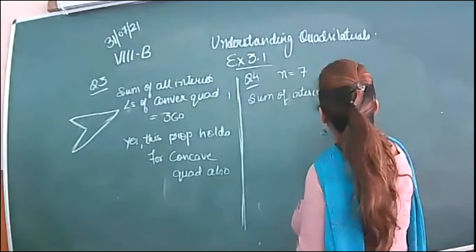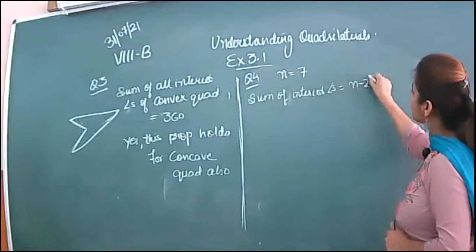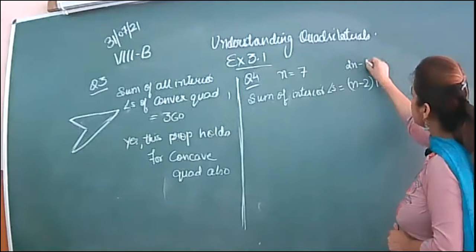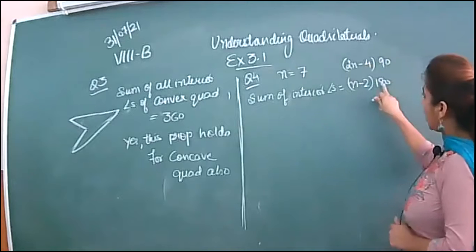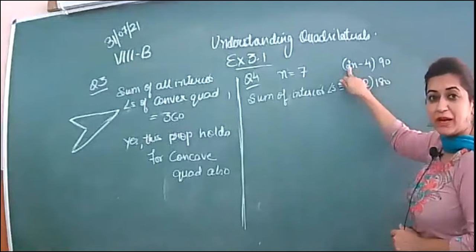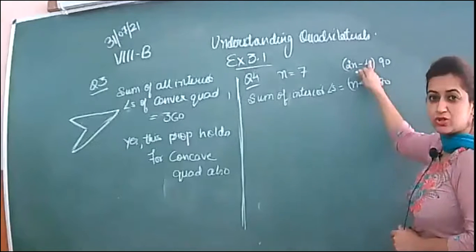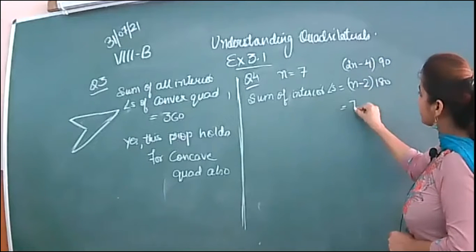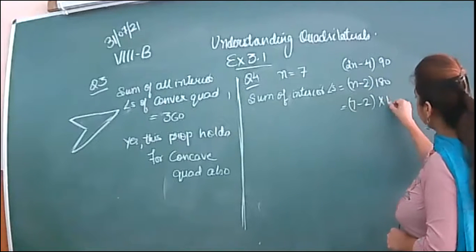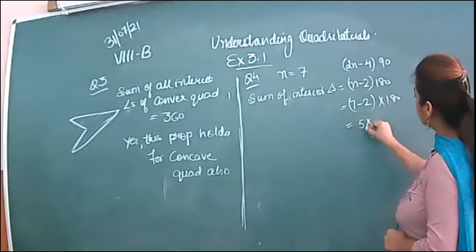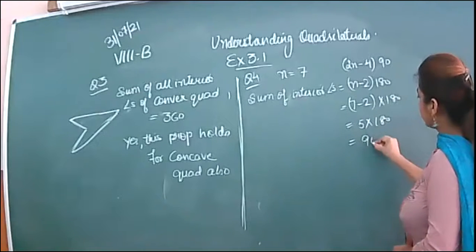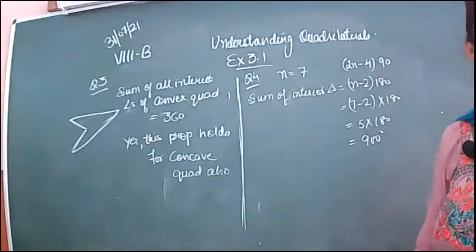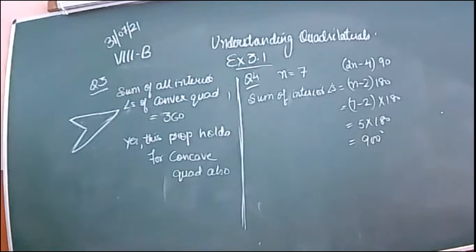Interior angles is (n minus 2) into 180. And one more formula is there, that is (2n minus 4) into 90. Out of this 2, we have multiplied here and we are left with 90. So you can use any of the formulas. Use this: 7 sides are there, so this will be 5 into 180. 5 18s are 90, so the sum of all the interior angles of a 7-sided heptagon is 900.